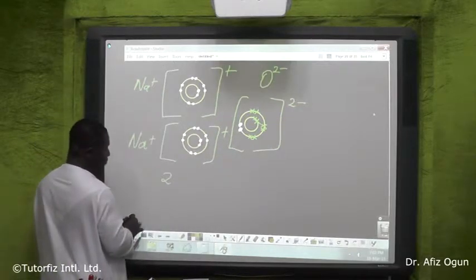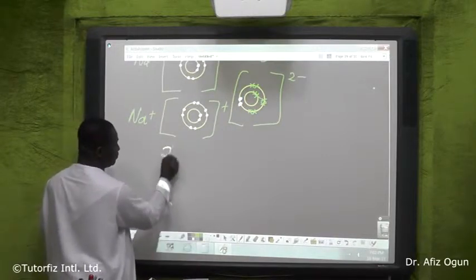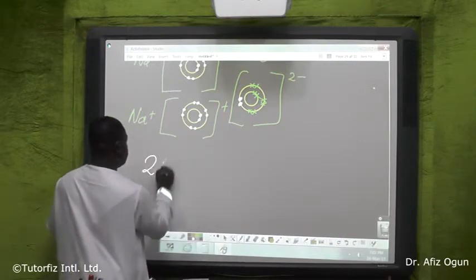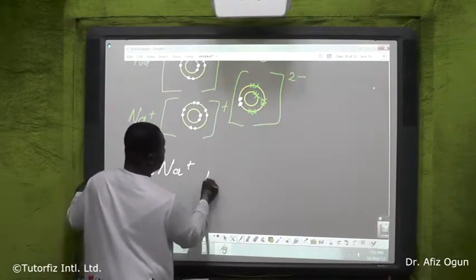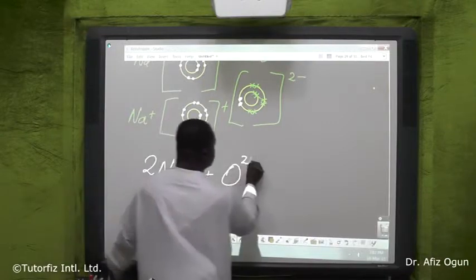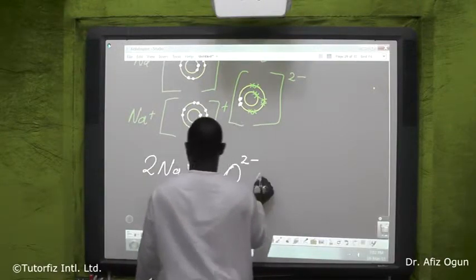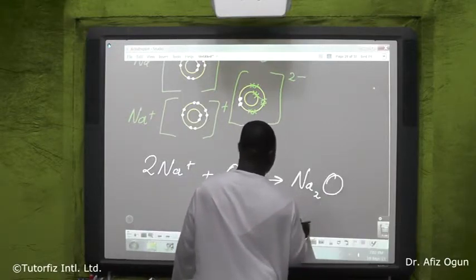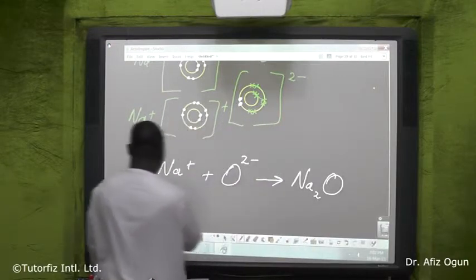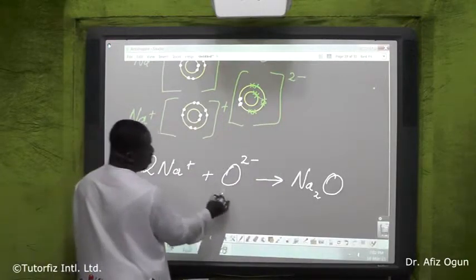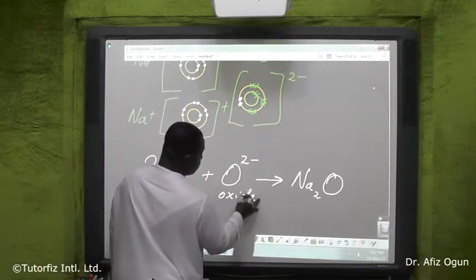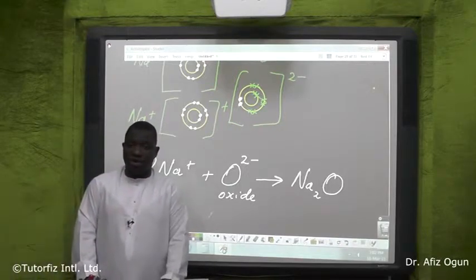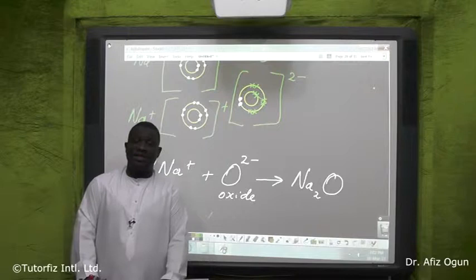So we have the overall equation: 2 Na plus, 2 of it, plus 1 O2 minus becomes Na2O. So sodium oxide. This is 2 sodium ions and 1 oxide ion. So oxide ion combines with sodium ions to give sodium oxide. I believe you understand this.